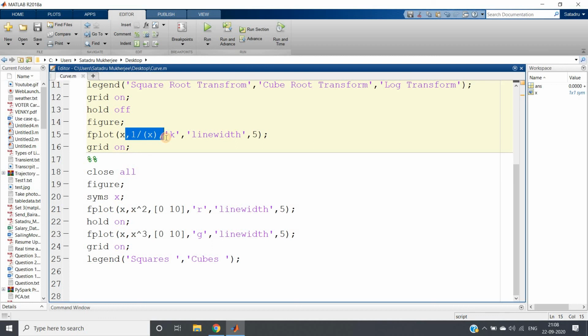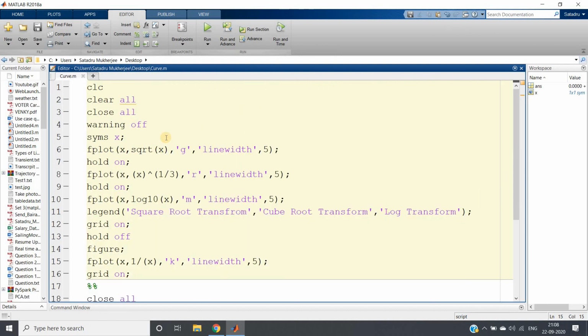And this is what you should understand with respect to the skewness correction concept: how you can convert a non-Gaussian distribution to a Gaussian distribution using some kind of transformation, right?